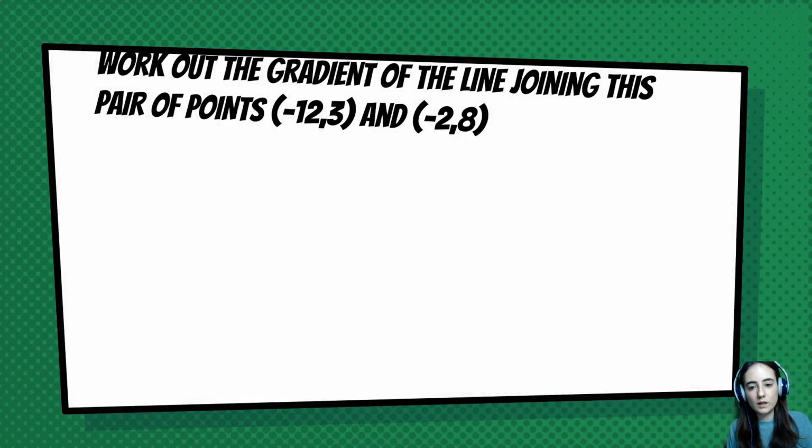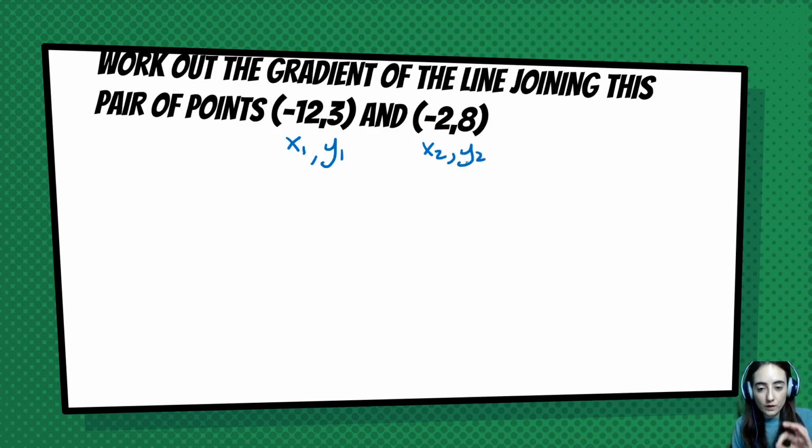Okay, work out the gradient of the line joining this pair of points. Again, pause the video, write those points down, and attempt it. By the way, always write this down. I'm telling you, your examiners will appreciate it. And also, there's a smaller chance of you making an error if you are very precise. Okay, so give it a go.